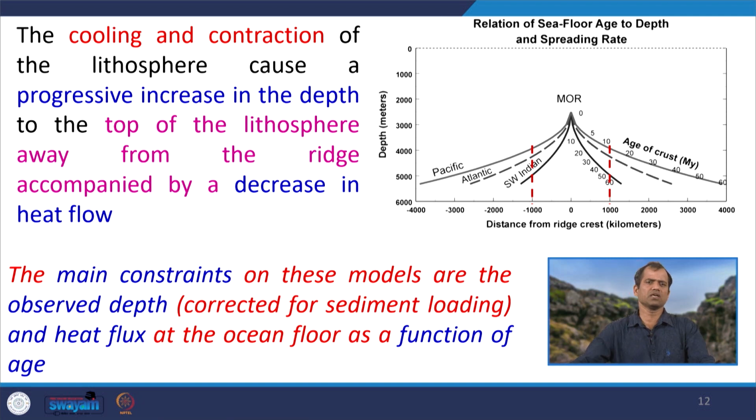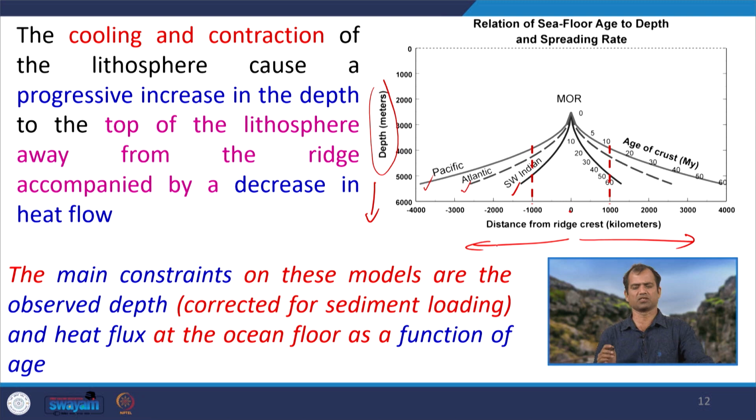So, this cooling and contraction of the lithosphere cause a progressive increase in depth to the top of the lithosphere away from the ridge, accompanied by a decrease in the heat flow. So, we have three ridge systems, the Southwest Indian Ocean ridge, the Atlantic ridge and the Pacific ridge, and we have depth in meters increasing, and this is the 0, that is the ridge crest, and both ways we are moving away from the ridge crest.